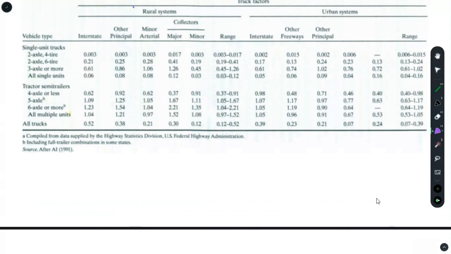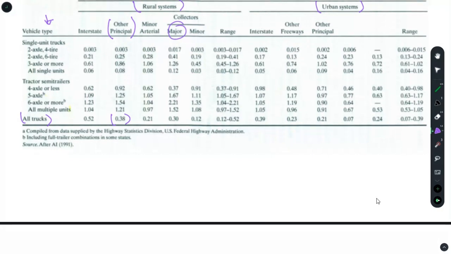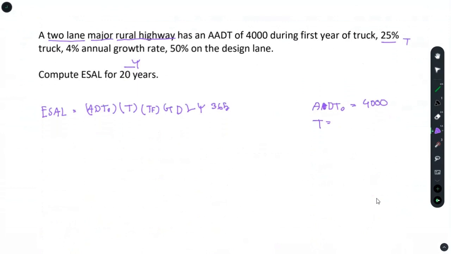So there is a rural system and an urban system, and here is the vehicle type. We will select all types, and you may get confused that here is major, but it's for collectors. We are not asked to find out the collectors, so it's not of interest, but we'll select other principal. For that, we'll get a value of 0.38. This is our truck factor. Truck factor is 0.38, and truck percentage is 25%, which is 0.25.